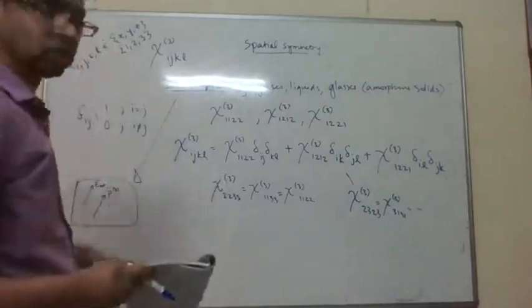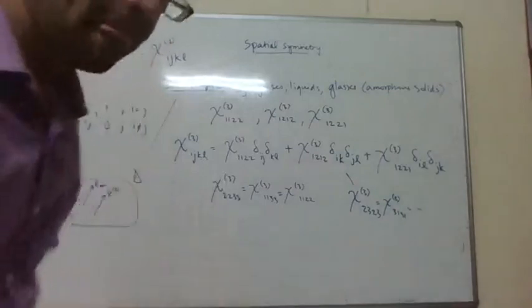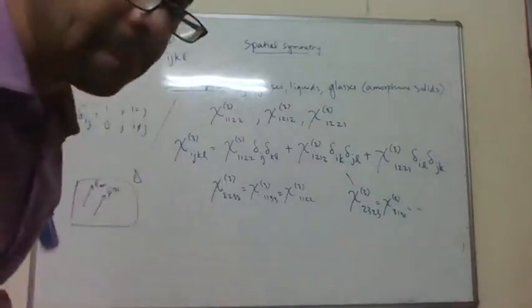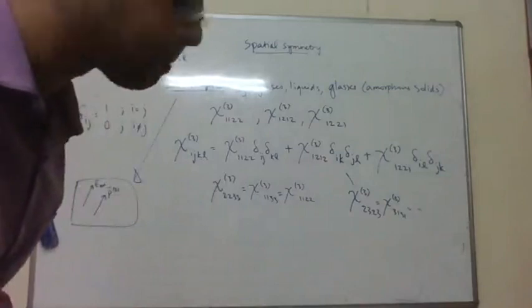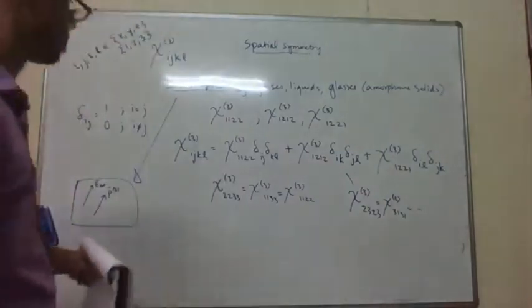Sorry, can you explain the isotropic concept, parenthesis 2233, again? Because I just couldn't understand.